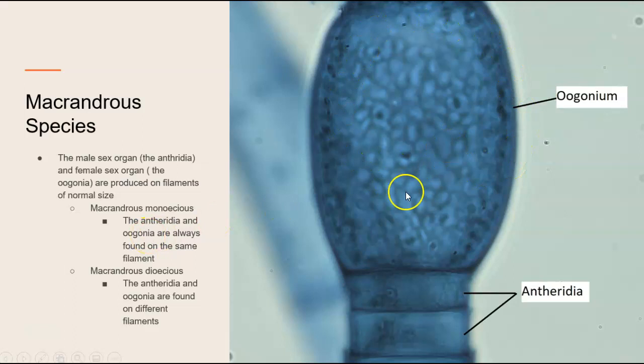So here's the oogonium right here, and here's the antheridia. So this is the male sex organ and this is the female sex organ. If it's monoecious, it's going to be on the same filament. Now you could have Macrandrous dioecious. The antheridia and the oogonia are going to be found on different filaments. So this is a different species over here.